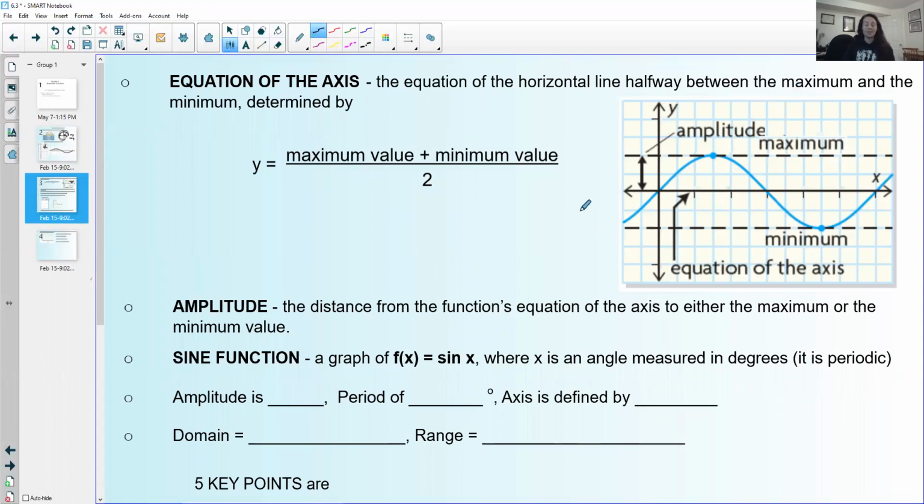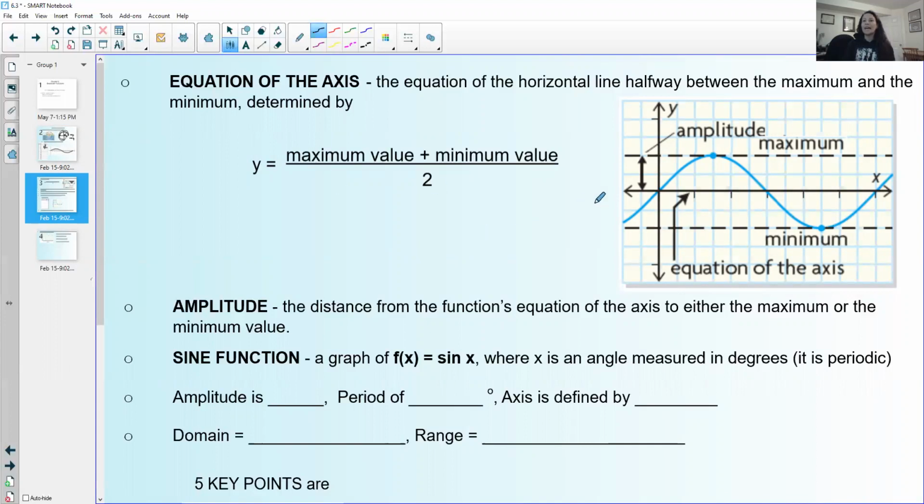So yesterday or last class, I mentioned that you had something called an equation of the axis, and that was the middle point between the peak and the trough, the highest and the lowest point. Sometimes we'll refer to the peak as the maximum. The maximum is the highest value where your peak is, and the minimum is the lowest value where your trough is. So we have a maximum and we have a minimum.